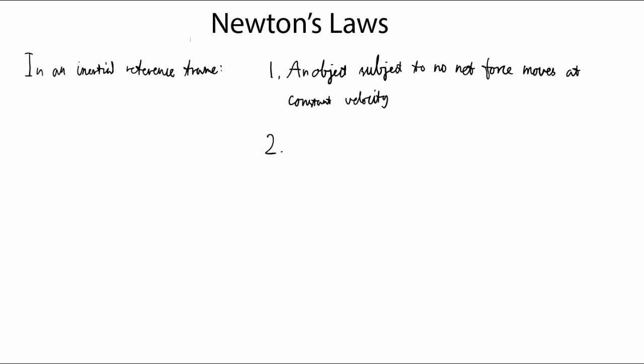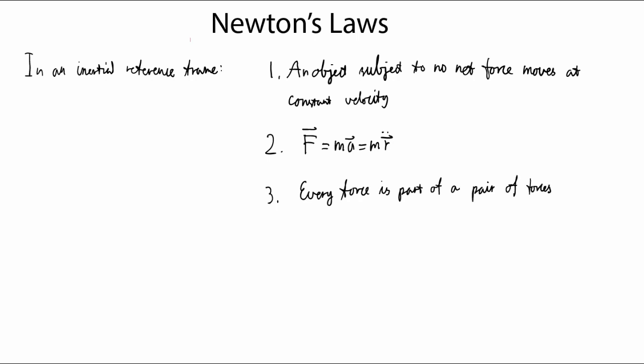And Newton's second law says that if there's an external force acting on an object, then it accelerates. And the relation between the two is given by this formula: F equals ma, which we're going to write as m r double dot, because it's the second time derivative of position. And then we have the third law, which is that every force is part of a pair of forces, where the two forces are equal and opposite.